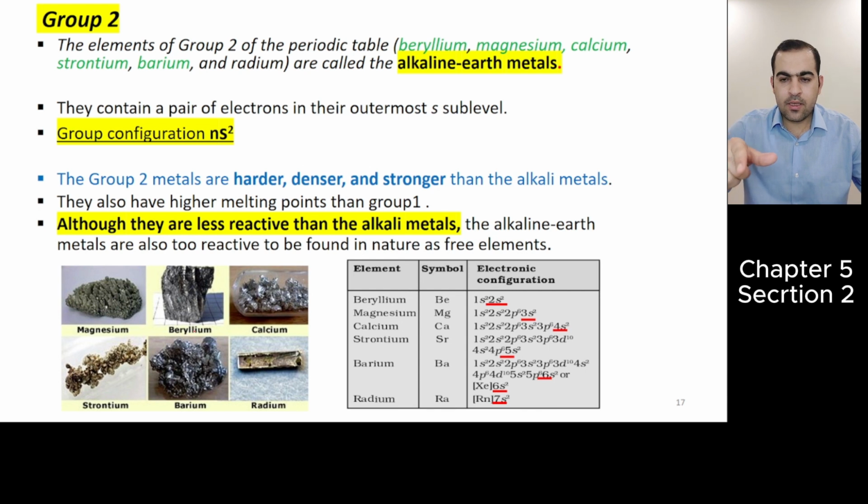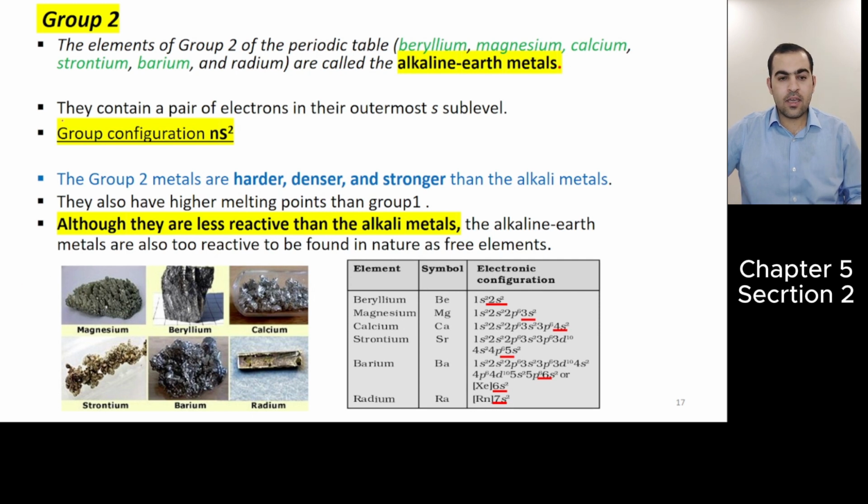The elements in green color are important. You need to know them. We call them alkaline earth metals because their oxides and hydroxides are found in the earth's crust. This is important to know. We call them alkaline earth metals.